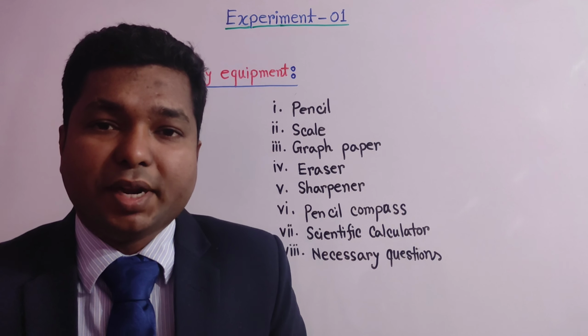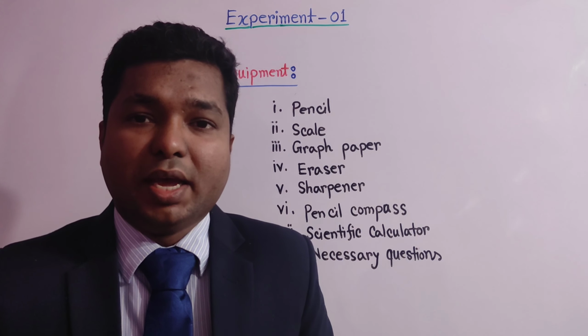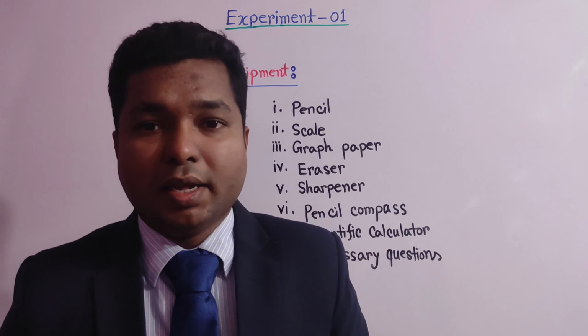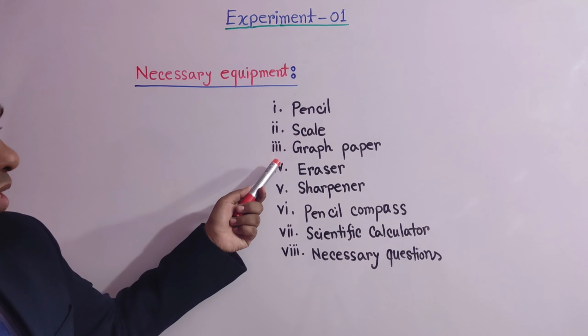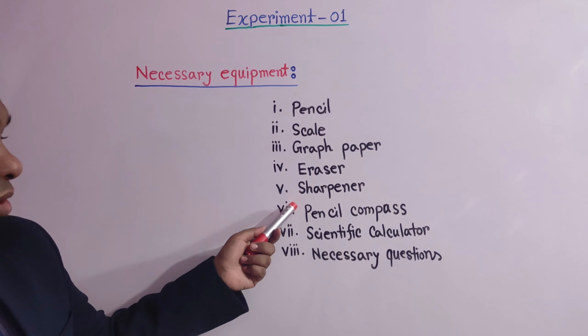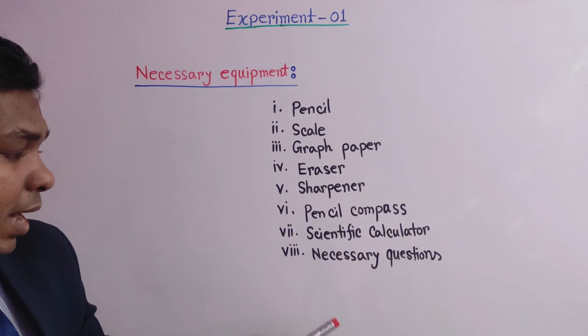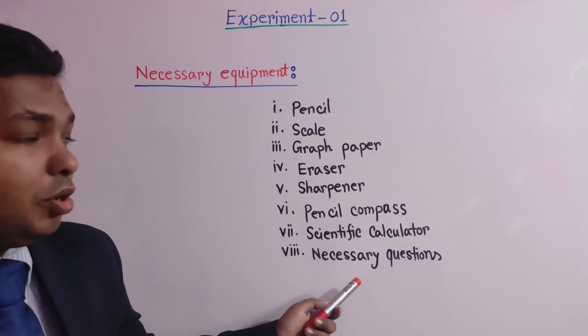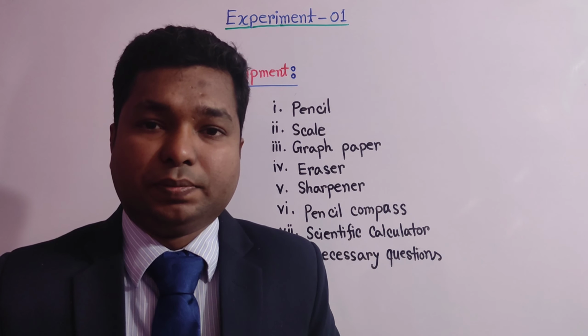Our next step, necessary equipment. In this step, we write all the names of the required equipment. Here the necessary equipment: pencil, scale, graph paper, eraser, sharpener, pencil compass, scientific calculator and necessary questions. So those are the required equipment to solve the experiment.